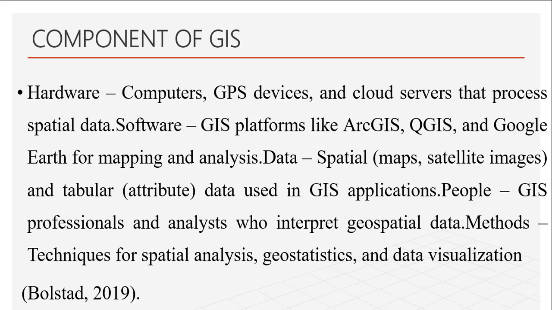All right. So the next component of a GIS is people. So GIS professionals and analysts who interpret geospatial data, and users that operate and give commands, those are all under people. All right. And then the last component of the GIS is methods: the techniques and methodology applied to spatial analysis, geostatistics, and data visualization.